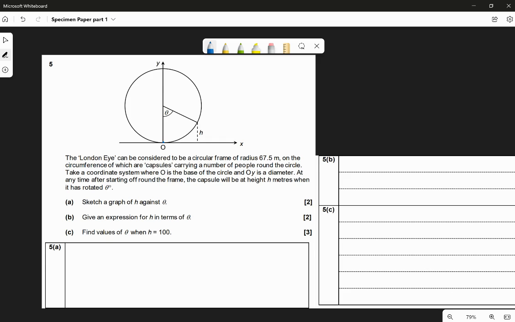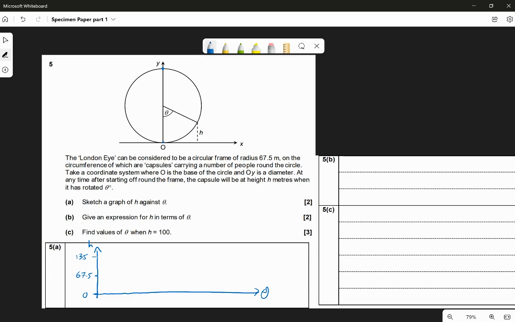So the minimum height will be 0 when it is at the very bottom. The maximum height will be, as I said, 135. So I'm going to draw an h-axis between 0 and 135. It's only a sketch, so we don't need graph paper for it, and I'll put 67.5 somewhere in the middle, hopefully exactly in the middle. And then my horizontal axis will go to 360 degrees, and that will be my theta axis.